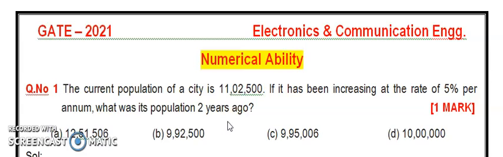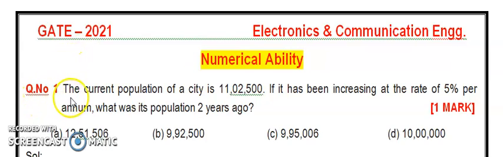So in the continuation series, earlier we have been seeing your GATE 2021 in the branch Electronics and Communication Engineering. Today we will be seeing the numerical ability questions. As we have done the analysis earlier, 3 numerical ability questions of 1 mark each were asked in GATE 2021. Let us see.